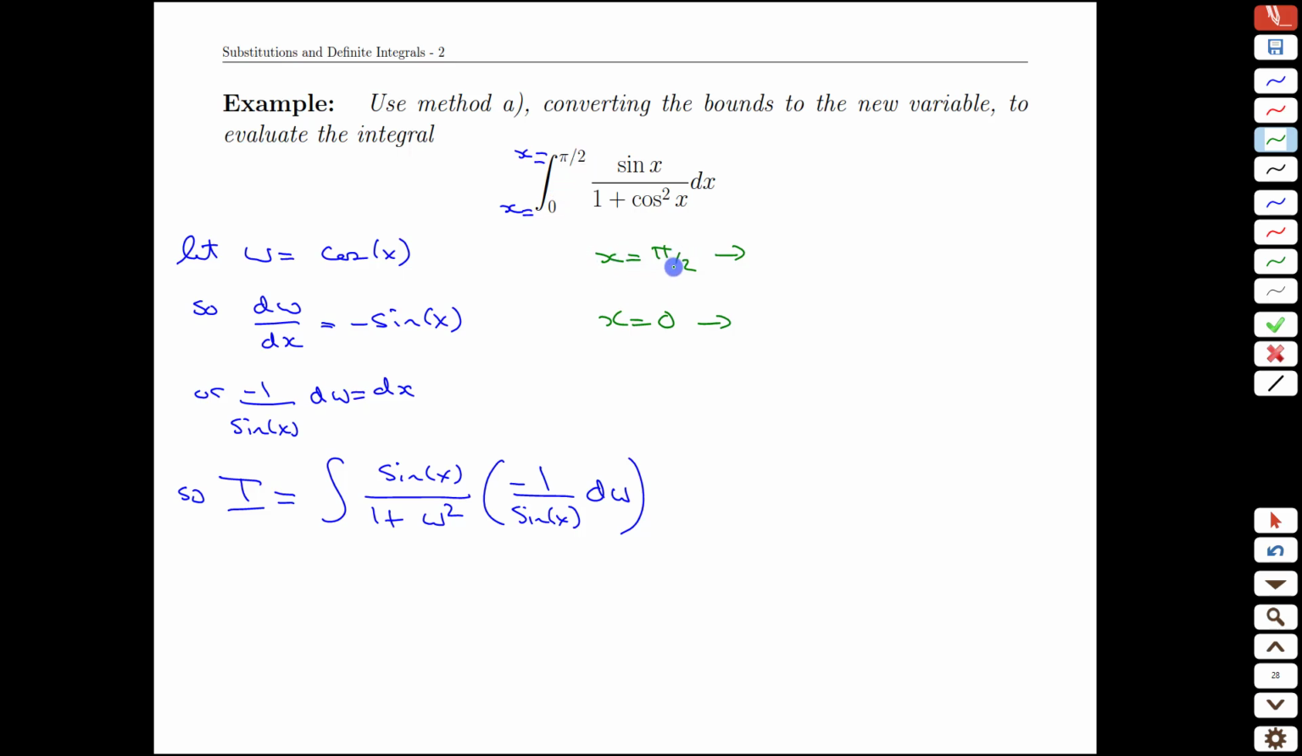The upper limit is x at pi over 2. However, w is cos of x, so the w value that we're going to get with that is cos of that x value, cos of pi over 2. Cos of pi over 2 is 0. At x equals 0, what's the w? It'll be cos of 0, which is 1. And so that is what we will use as our bounds.